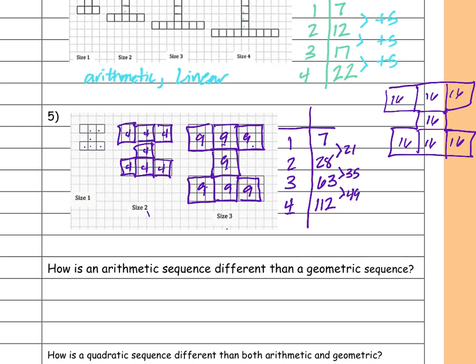Great. And then let's see if our second difference is the same. So 35 minus 21 is 14. Ooh. 49 minus 35 is 14. Ooh, second difference is the same. So, what type of function is this? Or what type of pattern is it?